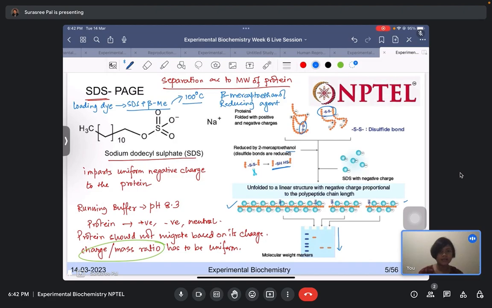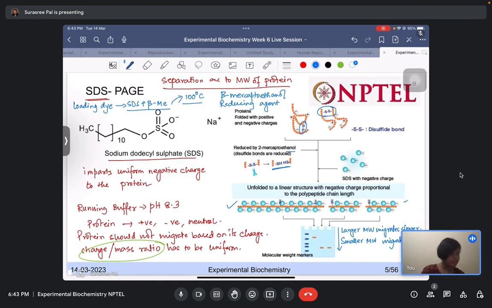So here we can say that larger molecular weight migrates slower, and smaller molecular weight migrates faster.